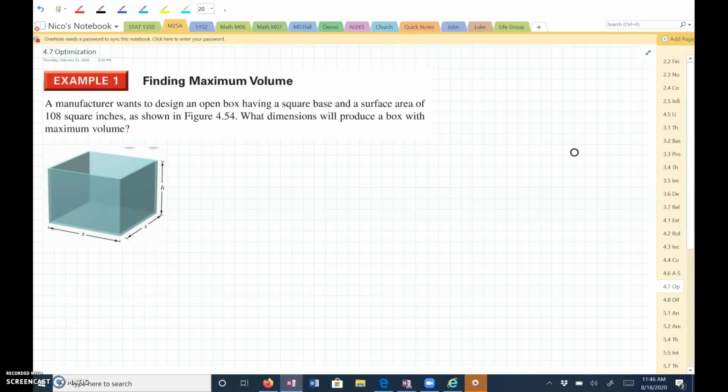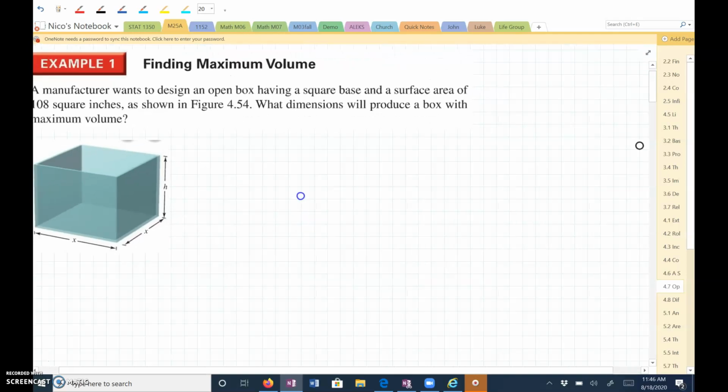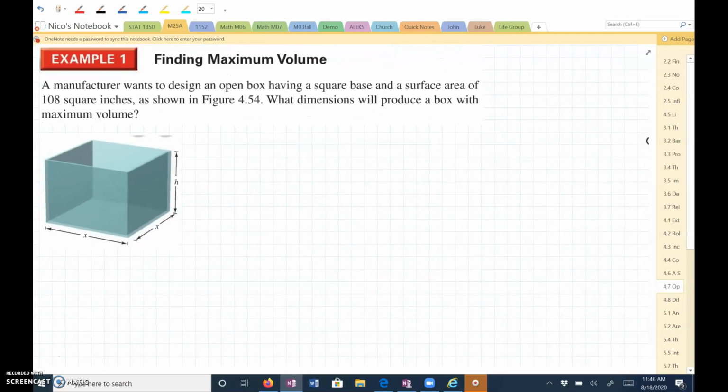So example 1, finding maximum volume. A manufacturer wants to design an open box having a square base and a surface area of 108 square inches as shown in the figure. What dimensions will produce a box with maximum volume?